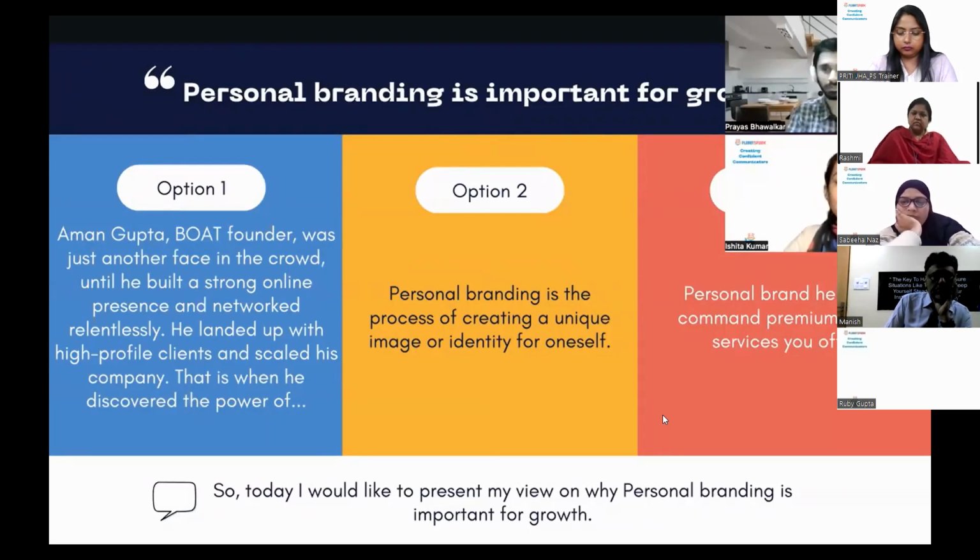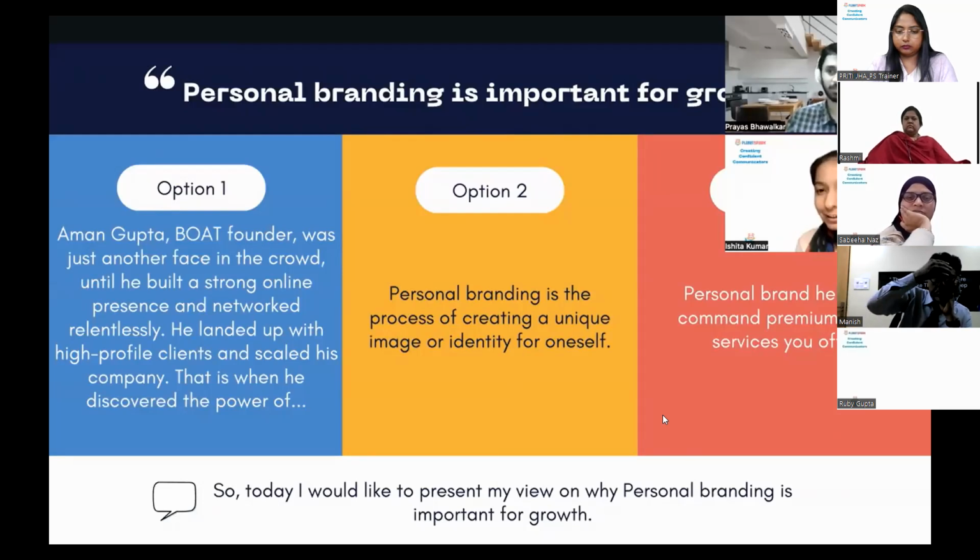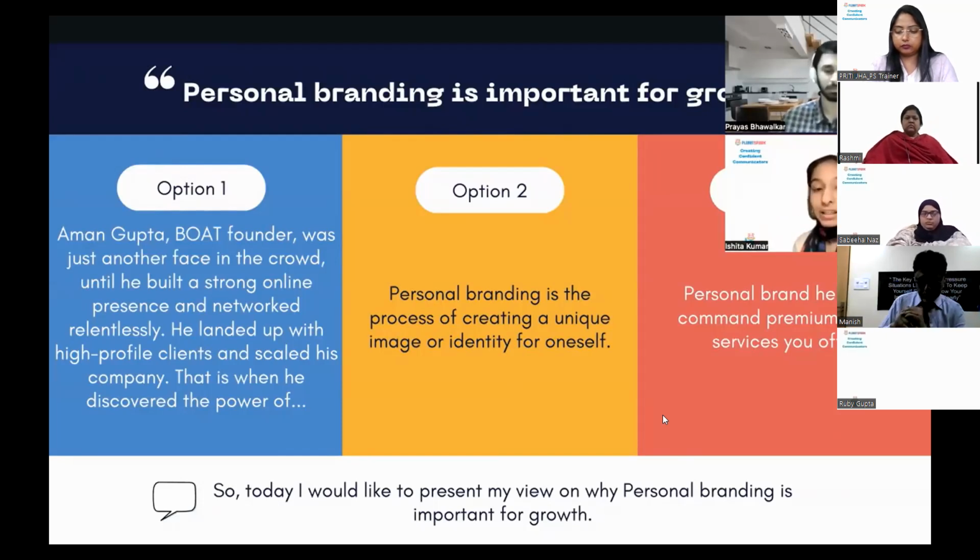Yes, exactly. It starts with an example, right? People will be able to connect to Aman Gupta, especially after Shark Tank. I don't know if you've heard about Shark Tank or not. I have. So after Shark Tank, Aman Gupta has become very popular. He's the boAt founder. So just referring to someone who's already successful also helps. Taking a person's example and then coming to the point, right? Can you read out again the two lines at the bottom of the slide, please? Okay. So I would like to present my view on why personal branding is important for growth. Correct, right? So you're absolutely correct.